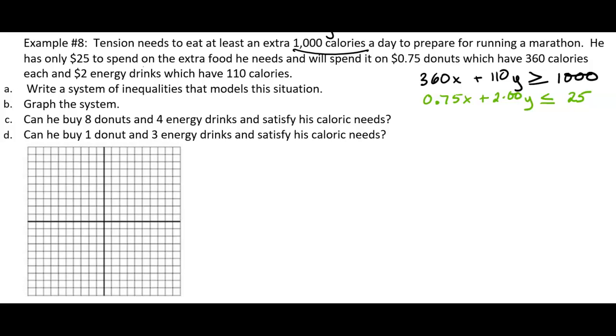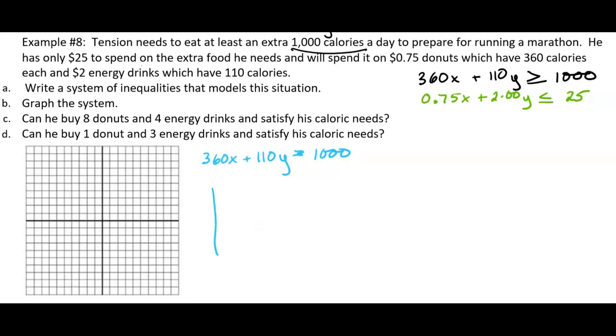So I'm going to take this first one over here, 360x plus 110y, and I'm going to make it an equation now, equals 1,000. So this is where it gets a little tricky. It's not really convenient to put it in slope-intercept form. I'm going to make a table of values, and I'm probably going to have to do some approximating.